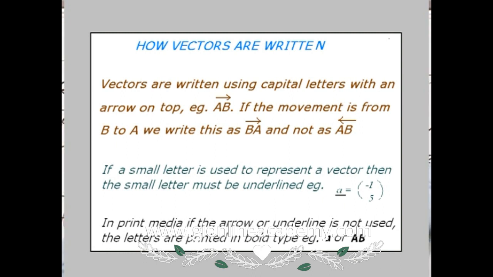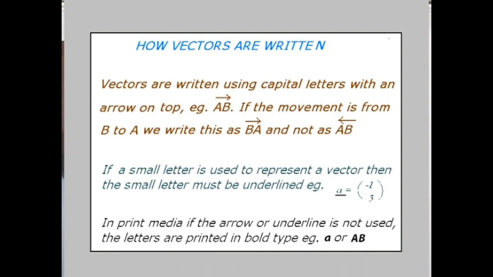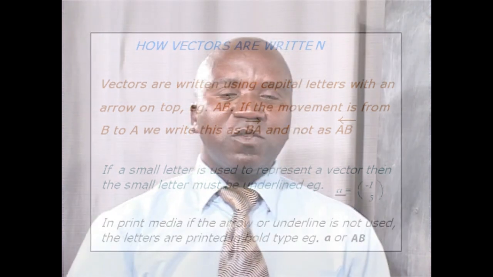If a small letter is used to represent a vector, then the small letter must be underlined. In some textbooks, they won't show the arrow, but they'll print it in bold. So when you are reading about the topic vectors and you don't see these arrows, sometimes they will print AB in bold type, just to differentiate from the ordinary letters AB.